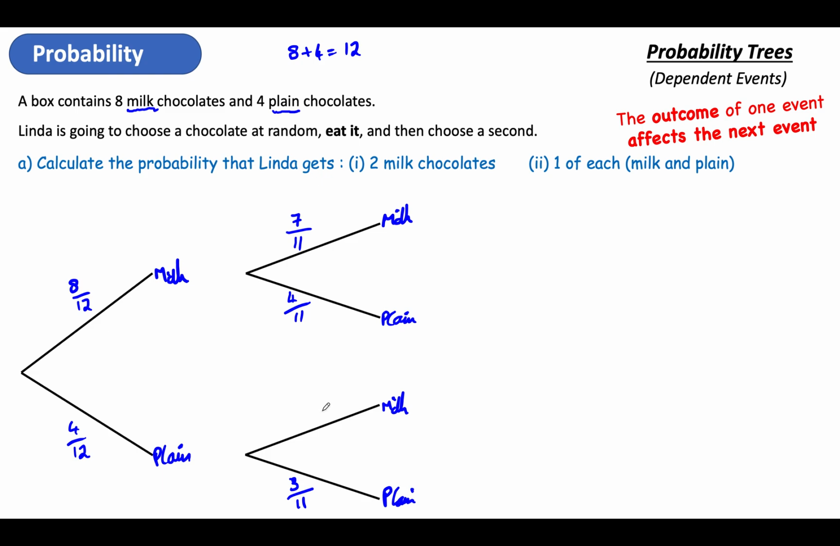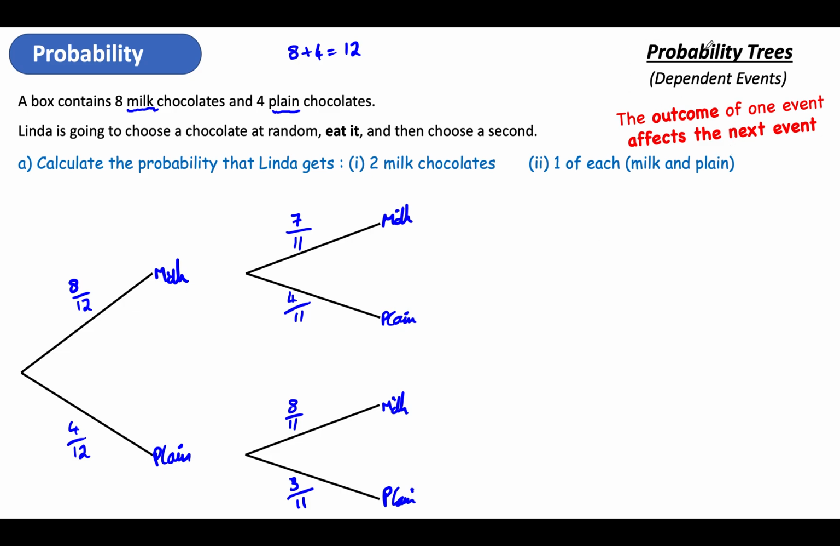But the milk chocolate, well, if we ended up on this set of branches, we've eaten a plain chocolate, not a milk chocolate, which means there are still 8. And it's out of 11. And check these out. 8 plus 3 is 11. That would be 11 elevenths. Same up here, 7 and 4 also makes 11 elevenths. So my probabilities have changed.